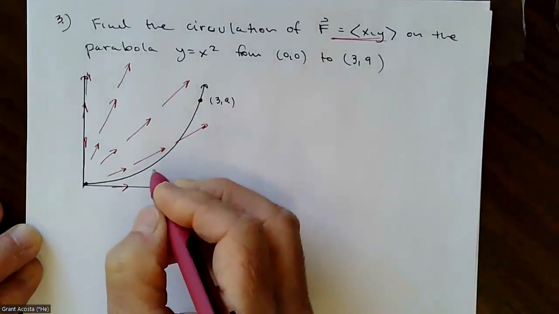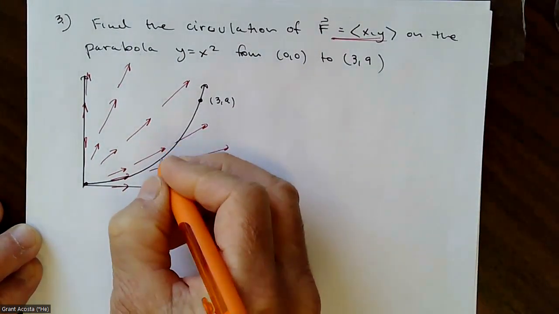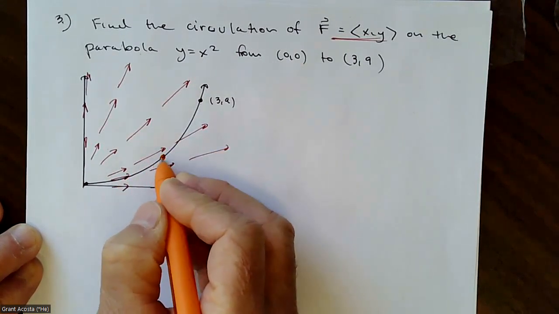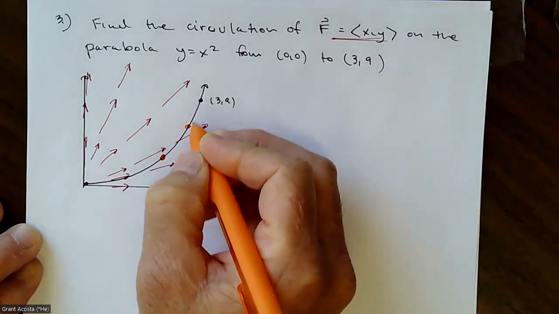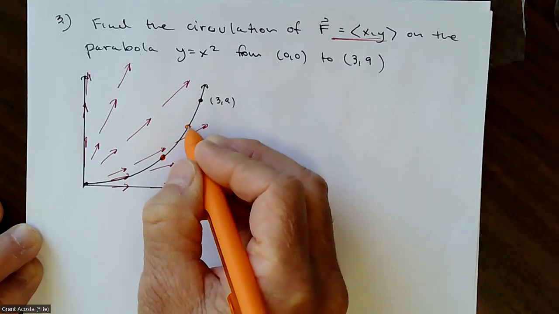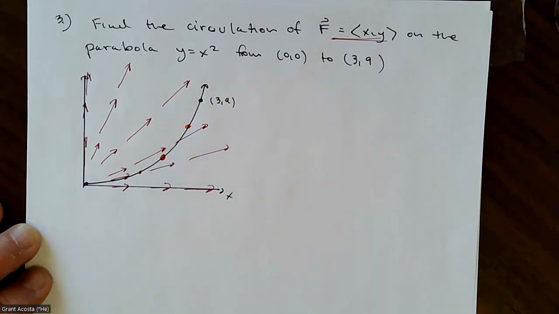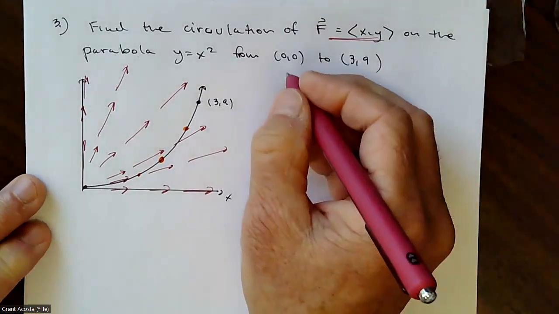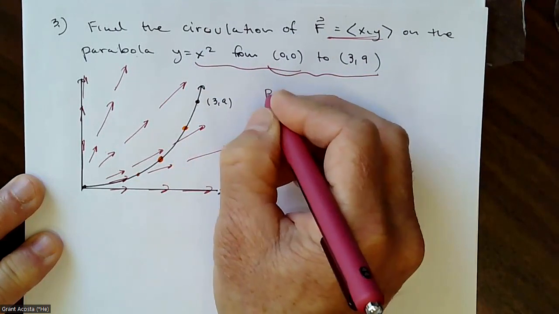And you can kind of imagine if there was a particle somewhere on this parabola, one of those vectors is going to hit it and push it, right? Not always in the perfect direction to get it to move the fastest, but there's some movement that's going to be pushing it along this curve. So I do expect some kind of a circulation here. In order to calculate that, I do need to parameterize this parabola.